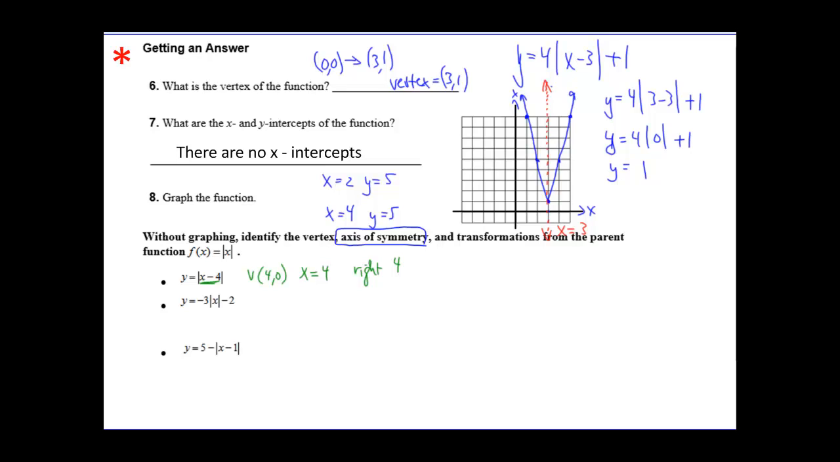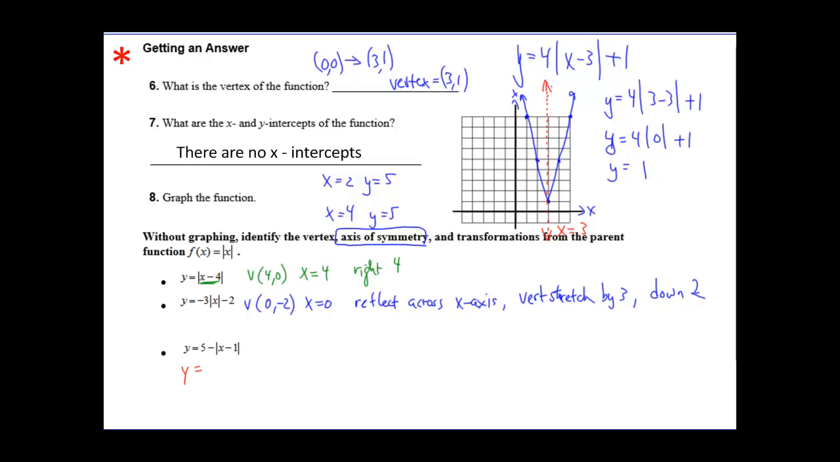Welcome back. Vertex. Here, 0 goes in, -2 comes out, so 0, -2 is our vertex. Where does it go through for the axis of symmetry? It's whatever the x coordinate is, so x equals 0 is our axis of symmetry. What do we get for the shift? You should have gotten, because of the negative, it is a reflection across the x-axis. The 3 tells us it is a vertical stretch by 3, and it also went down 2.